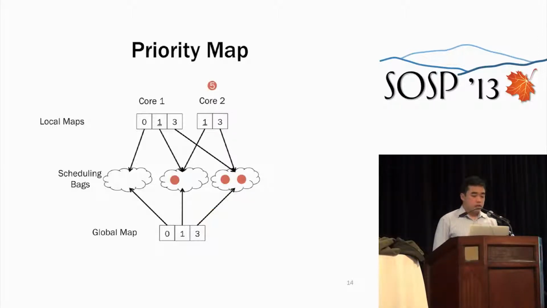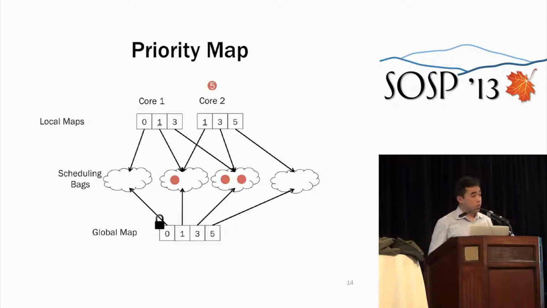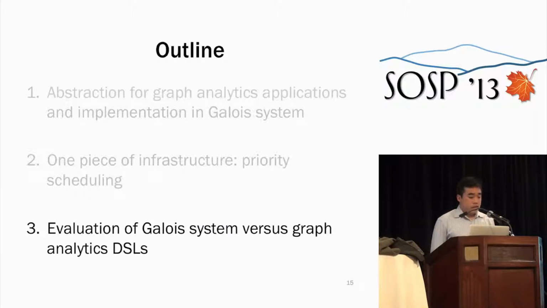If core 2 wants to enqueue work at priority 5, it performs the same sequence of steps. It looks at its local map, notices there's no such mapping for priority 5, looks at the global map, and notices in this case there's no mapping for priority 5 in the global map either. So only in this very rare case does core 2 lock the global map, insert a new mapping for priority 5, and enqueue into the corresponding scheduling bag. So that summarizes my description of how priority scheduling is implemented in the Galois system.